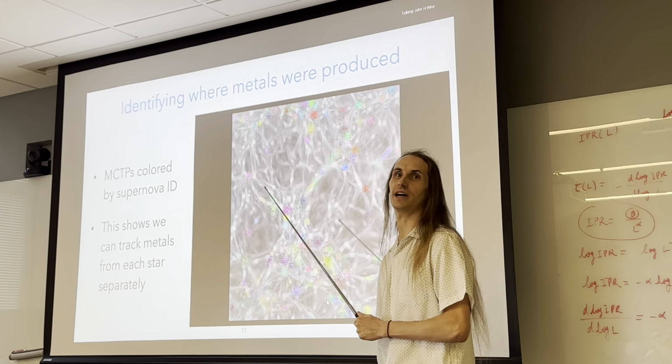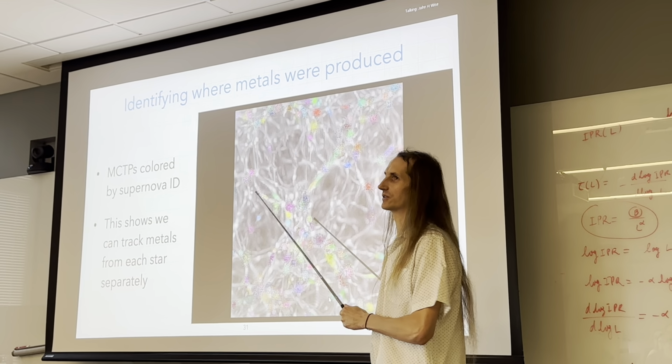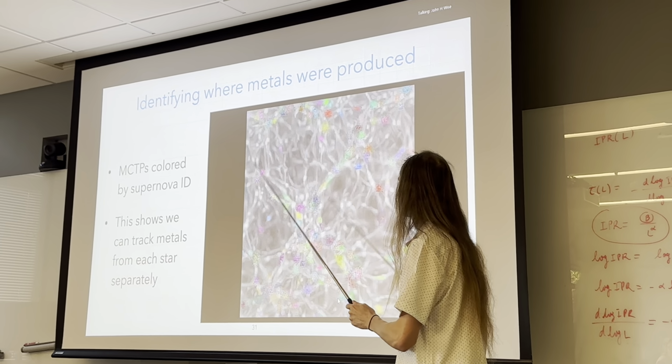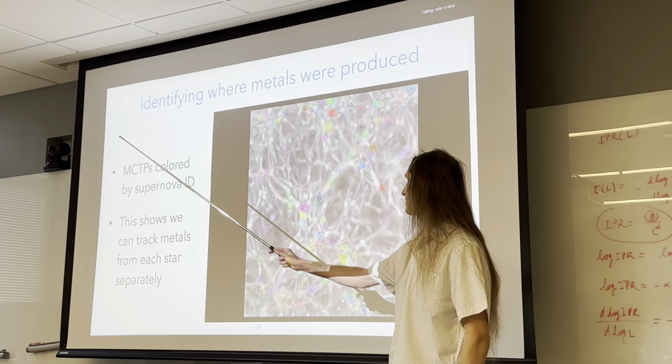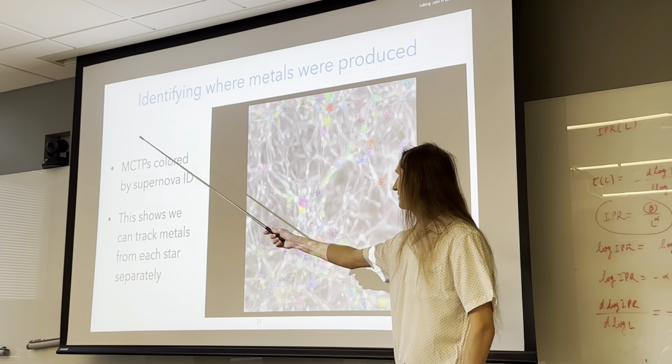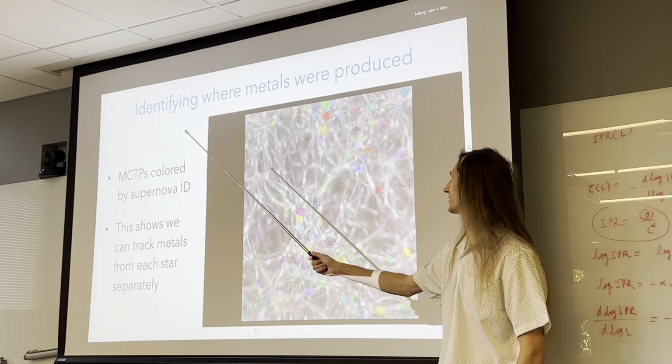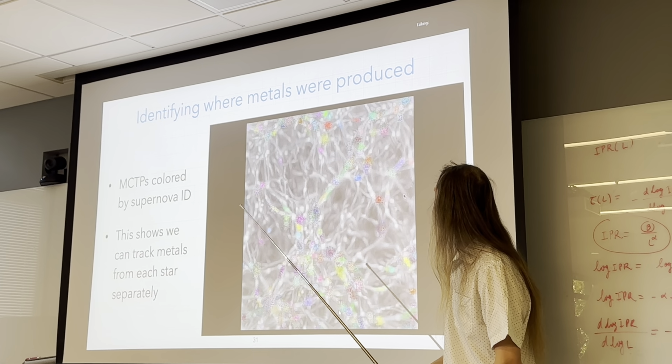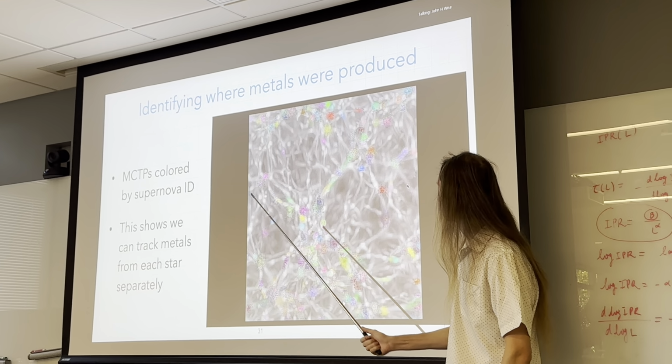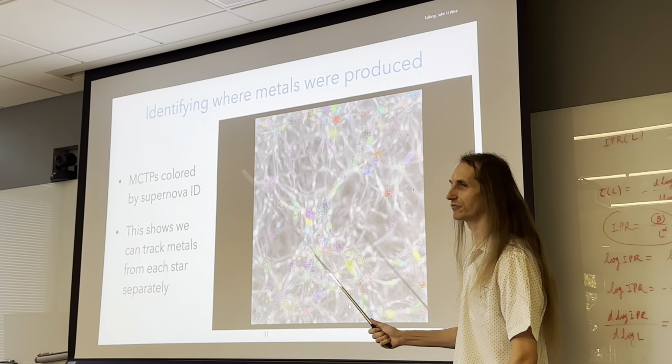Now I think one of the most interesting things with these tracer particles is to be able to identify exactly where these particles came from, the star that formed them. So we tag each particle with the ID of the star particle that created them, and this way we can track which metals came from which star.